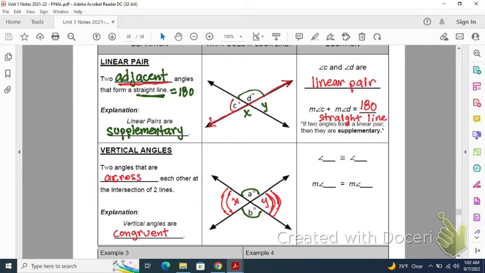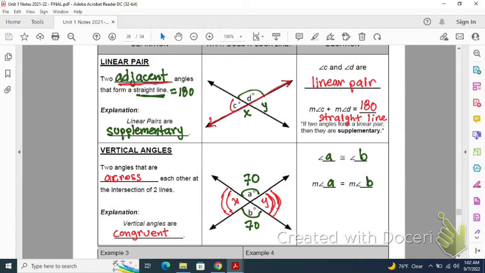And those are the only two vertical angles, X and Y and A and B. They have to be directly across from each other. So angle A is congruent to angle B. That means the measure of angle A is equal to the measure of angle B. So if this was 70, this would have to be 70.